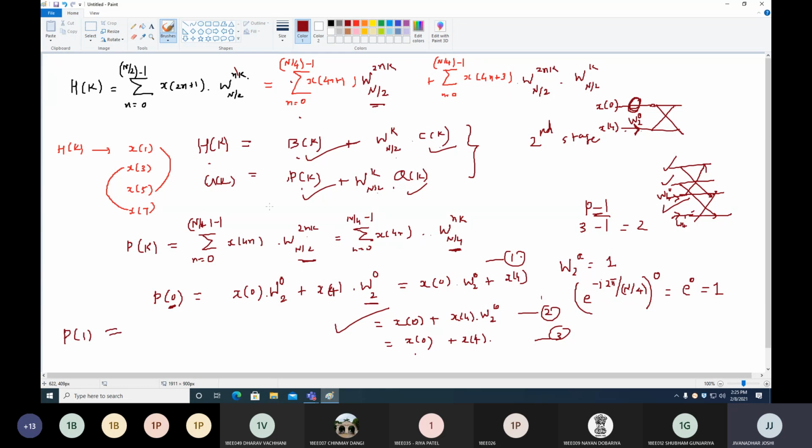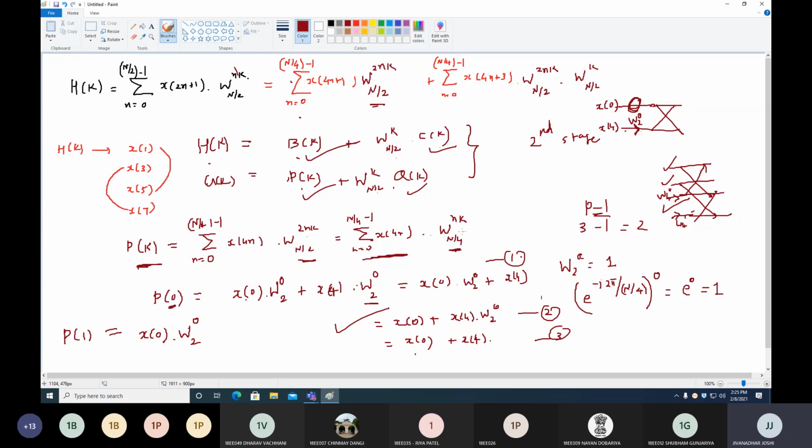Let me write it down. P of 1 is equal to x of 0, because n is 0, into how much? W2 raised to nk. What about n? N is 0. So the first term has n as 0. We have to see both things, n as well as k. In the previous equation, k was 0. That's why with both of the terms we were having 0 here.